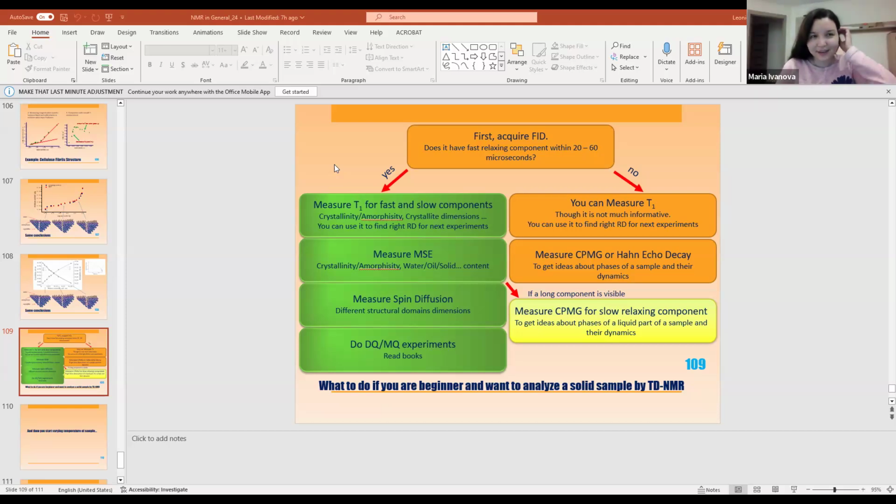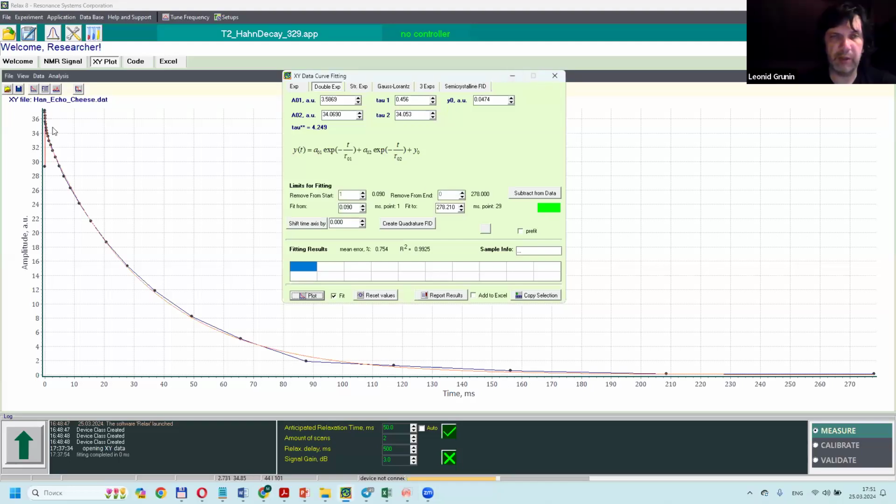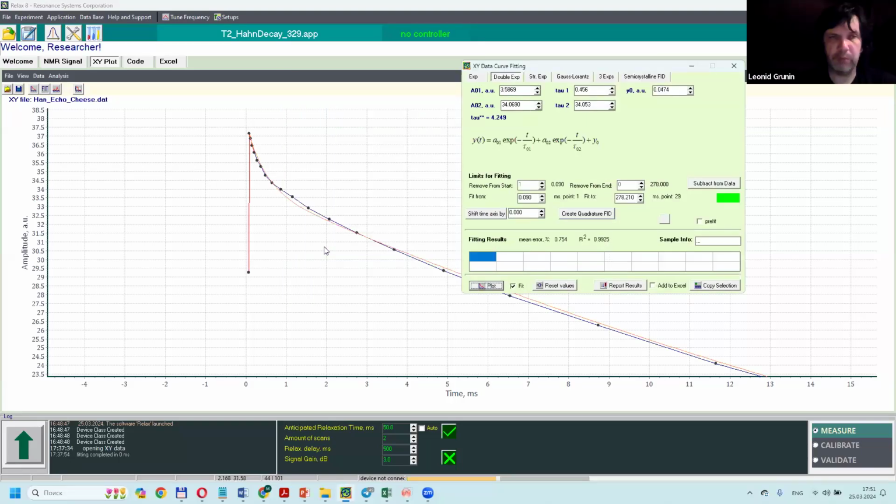Sorry for the interruption. I have fitted the Hahn echo decay for cheese. Oh, okay, great, Masha. So I'm stopping sharing. You can share in Relaxed and in Origin. Can you share your screen? Yes. Then you can magnify the initial part. Yes, Danuta, you can see now.